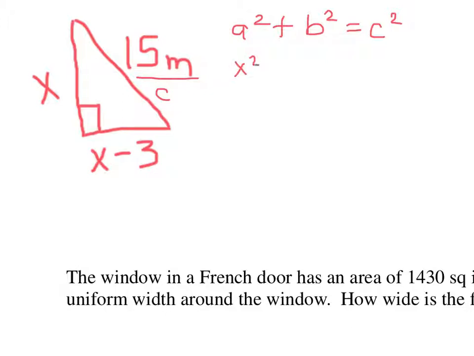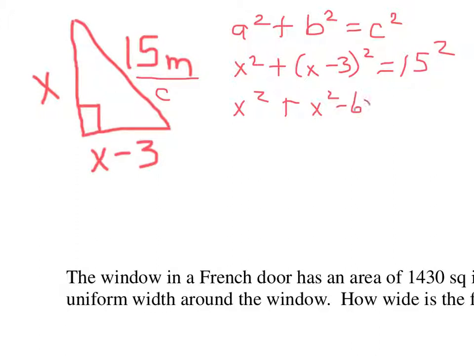So we have x squared plus quantity x minus 3 squared equals 15 squared. So we have x squared plus x, we have to write this out twice and FOIL it, or use our special products, x squared minus 6x plus 9 equals 225. X squared plus x squared, those are like terms, gives us 2x squared minus 6x.